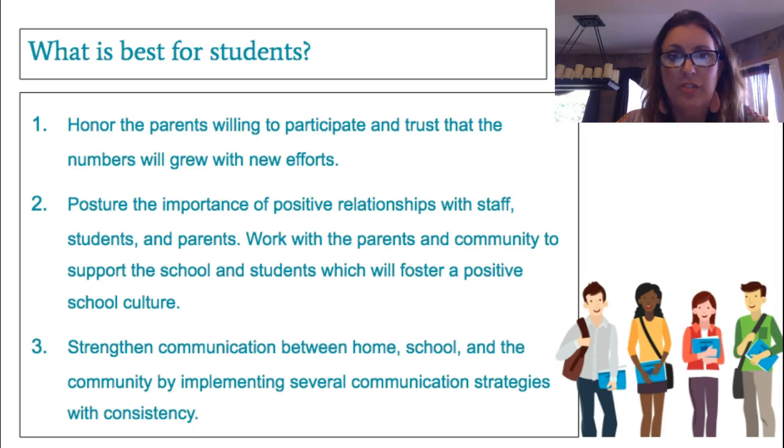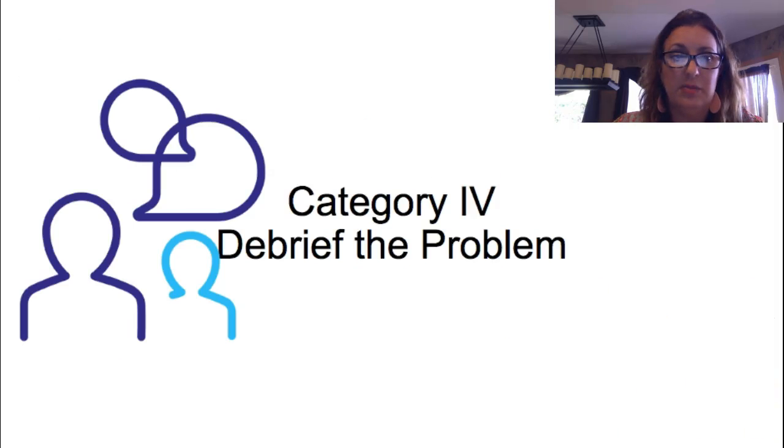Number 2, posture the importance of positive relationships with staff, students, and parents. Working with those parents and community to support the school, and the students will foster a positive school culture. And number 3, strengthening communication between home, school, and the community by implementing several communication strategies with consistency. This will also help strengthen the relationships with our community.